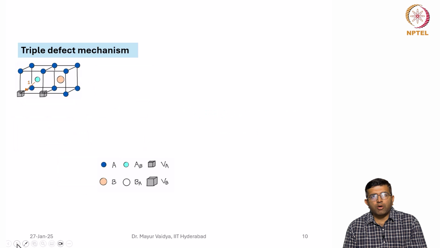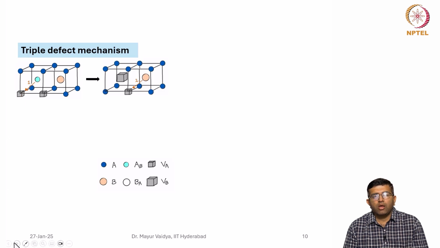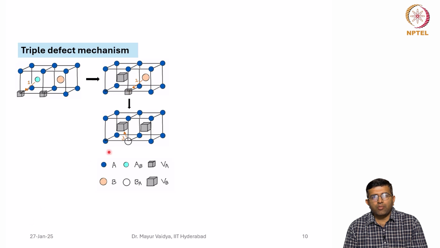There is one more possibility of the triple defect mechanism, which involves an additional step. For example, the first step remains the exchange with this vacancy. In the second, the B atom exchanges its position with this vacancy. So, this is the additional step, and then in the third, this B atom again exchanges its position with this vacancy, followed by the exchange of the position of the vacancy and this A atom.